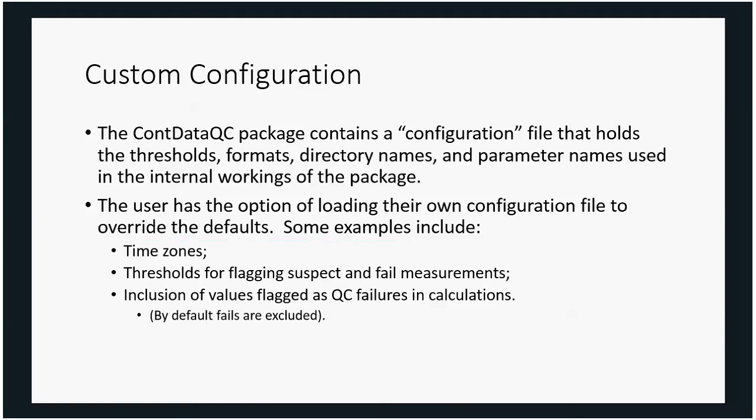Examples include time zones. The working group is Eastern, so the time zone is set to USA, New York Eastern. Other examples are the thresholds for flagging suspect and fail measurements, and the inclusion of values flagged as QC failures in calculations. By default, any value that gets flagged as a failure overall will get thrown out when doing calculations.